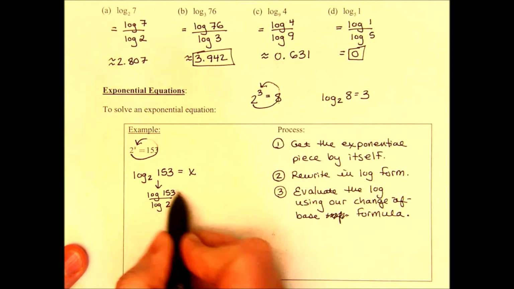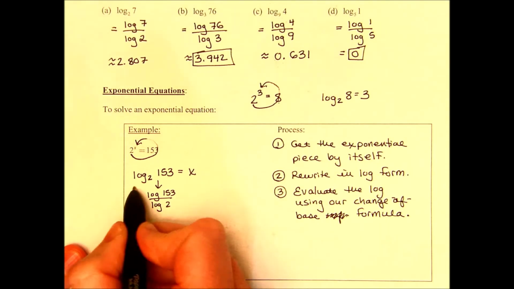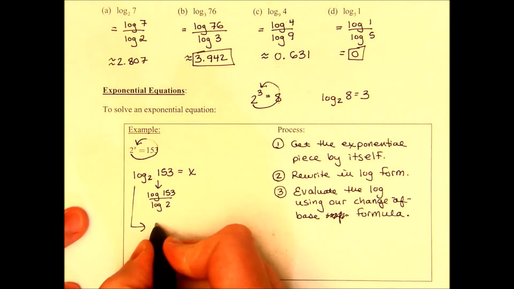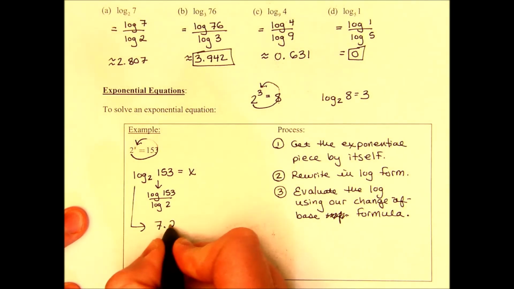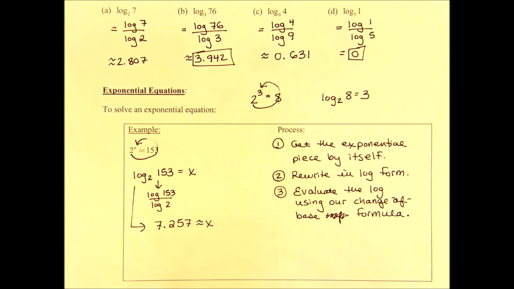And I don't actually need to see this step written out. This is one of the few things that I'm okay with you skipping. If you just go to the calculator and give me a decimal, that's going to be fine. You're going to type in log 153. Make sure you close the parentheses. Divided by log 2, and you should get 7.257 is approximately what x is. Unless I say otherwise, let's stick to rounding these to 3 decimal places.